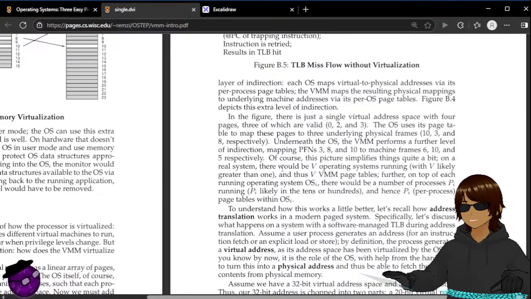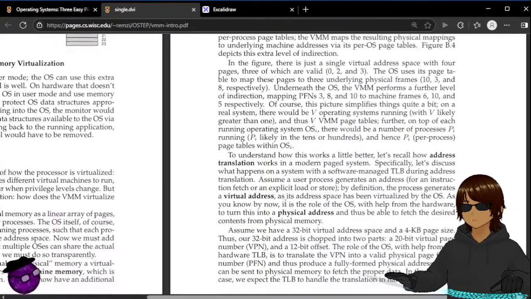Of course, this picture simplifies things quite a bit. On a real system, there would be V operating systems running, with V likely greater than 1, and thus V VMM page tables. Further, on top of each running operating system, OS_i, there would be a number of processes P_i running, and hence P_i page tables within OS_i.